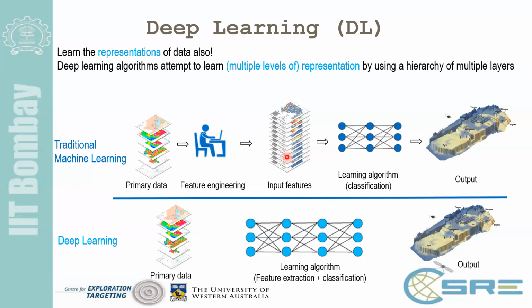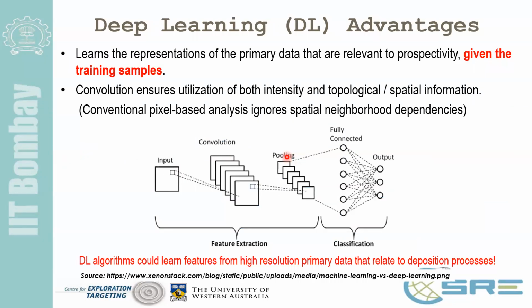This whole process of identifying the features which are critical, for that you need deposits. Again, you need training points that can help the network, or that can lead the network to identify which features are critical. So we are letting the computer learn the representations of the primary data. We are letting the computer learn the features that are critical for formation of mineral deposit by itself.